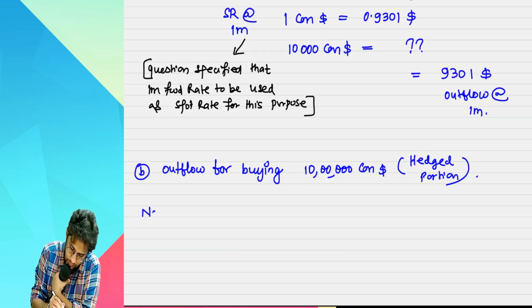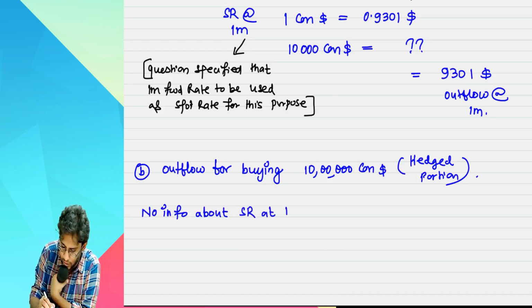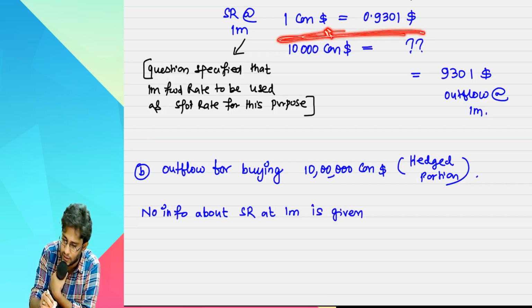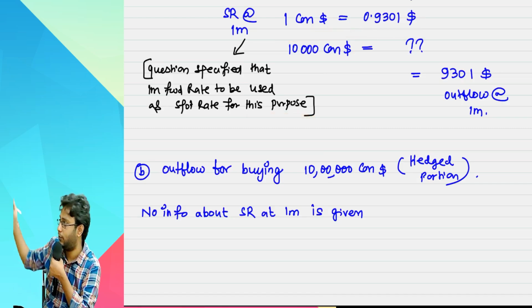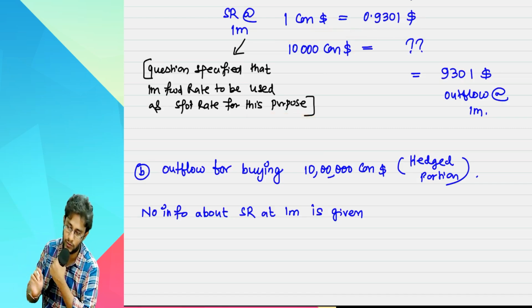Under this rate, no info about spot rate at 1 month is given. You don't use this one, huh? This approximation is to be applied only for this purpose, and the question clearly told. Don't bring it here. Here it is not given, that's it.